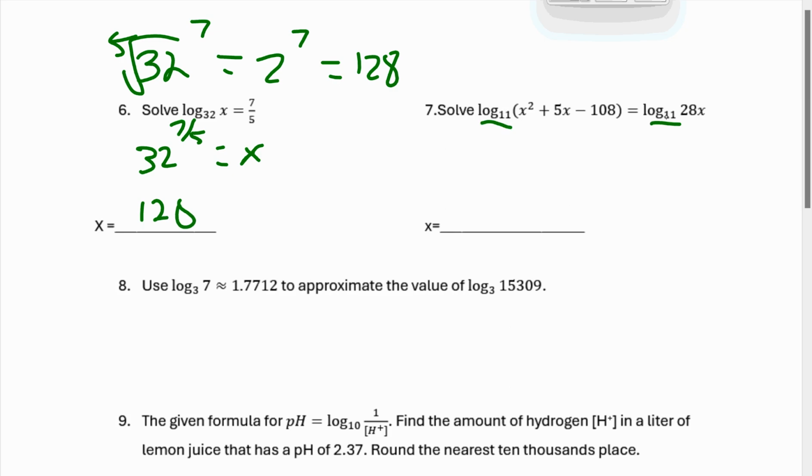This one a little bit more work. Since both these logs are log base 11, I'm just going to take what I'm taking the log of and set it equal to each other. And since it's a quadratic, that means that I'm going to have to set this quadratic equal to 0. So I subtract 28x on both sides, and I get -23x.